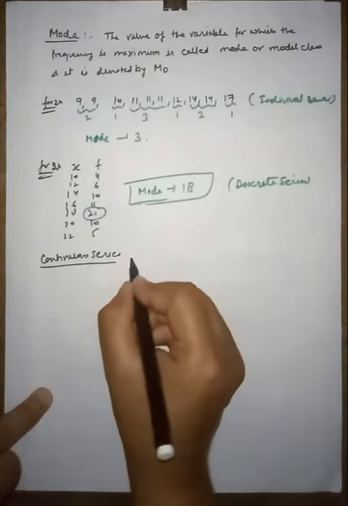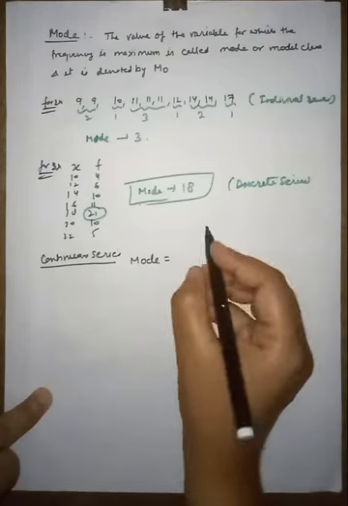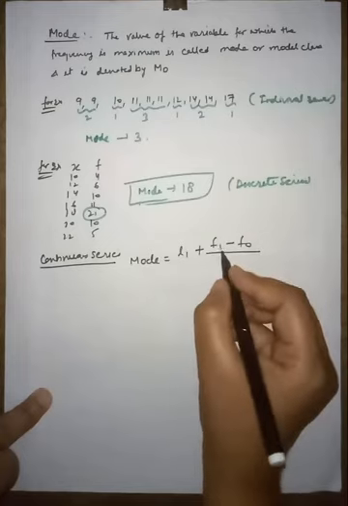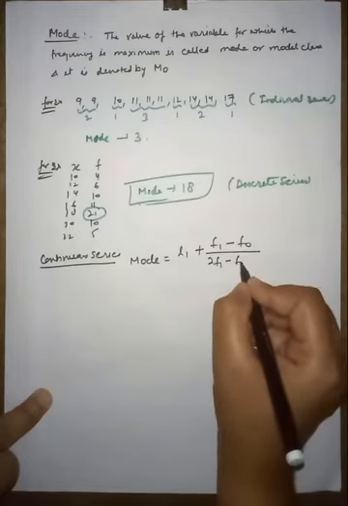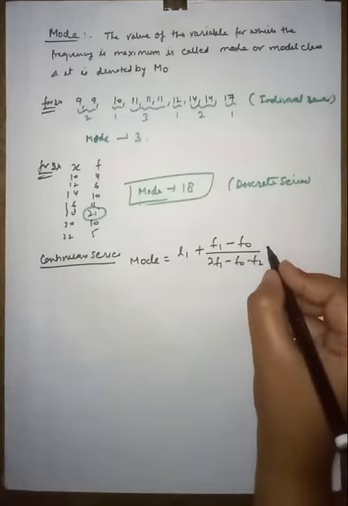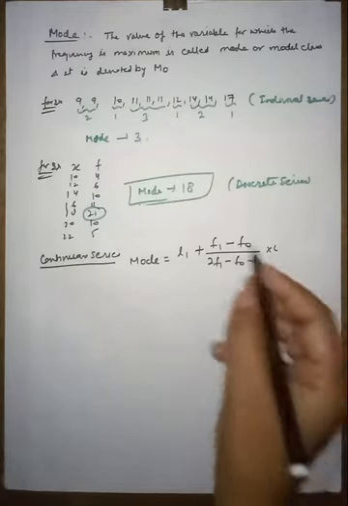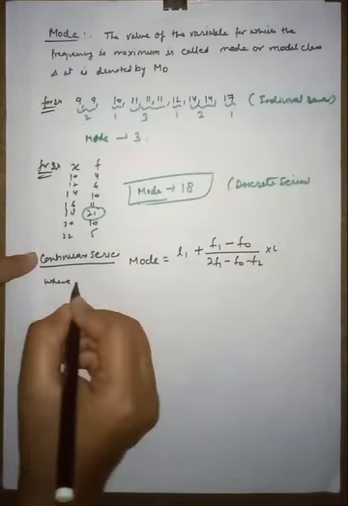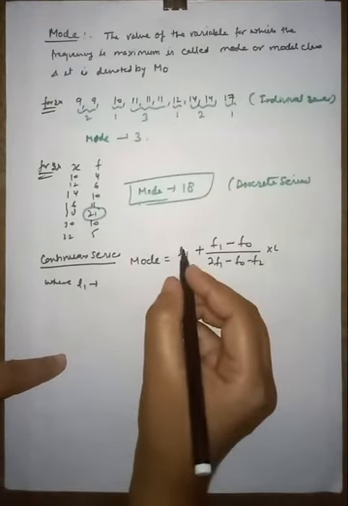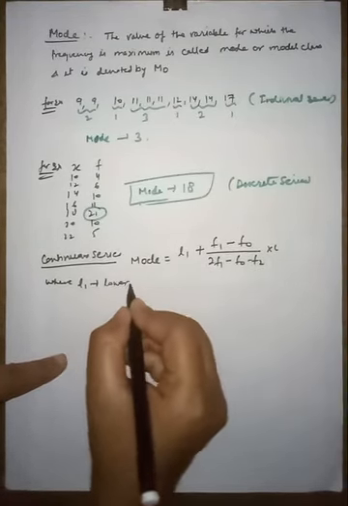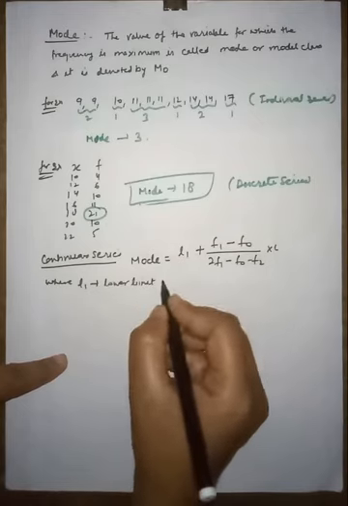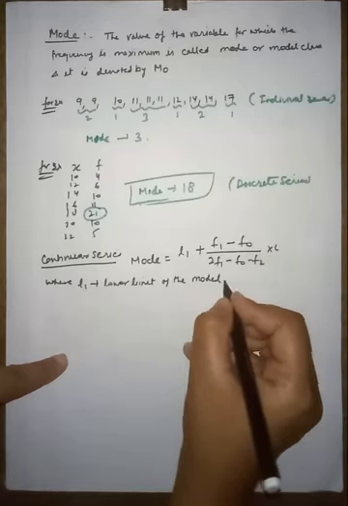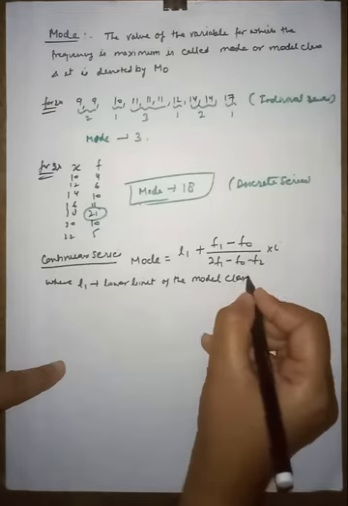The formula of mode is L1 plus (f1 minus f0) upon (2f1 minus f0 minus f2) into I. So what is it? Where L1 is the lower limit of the modal class.